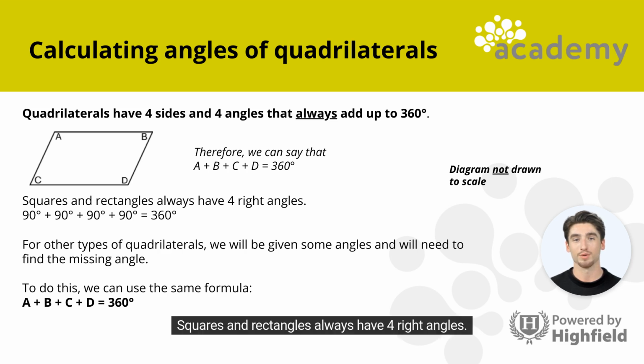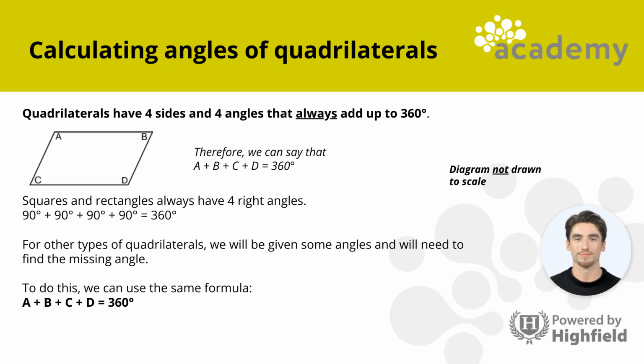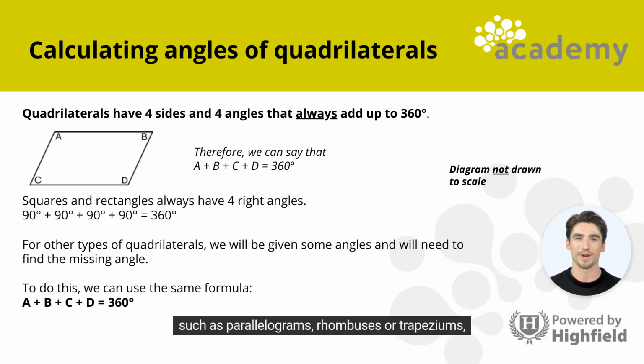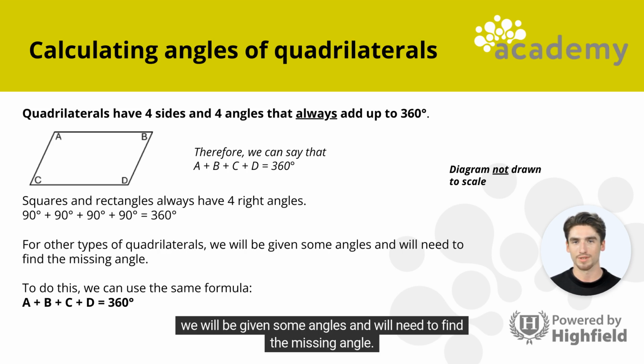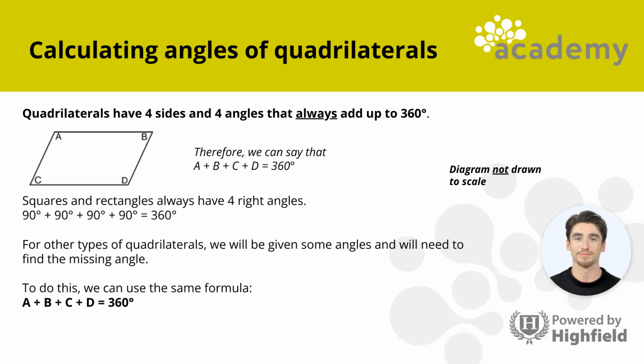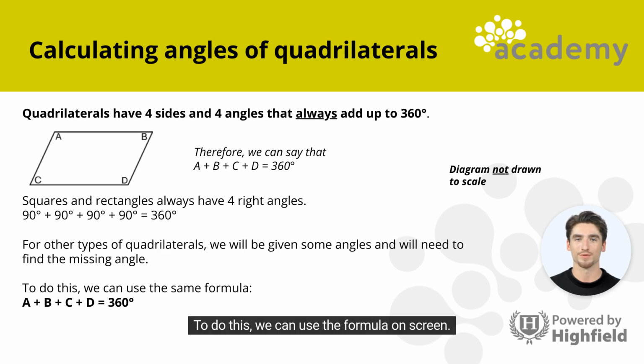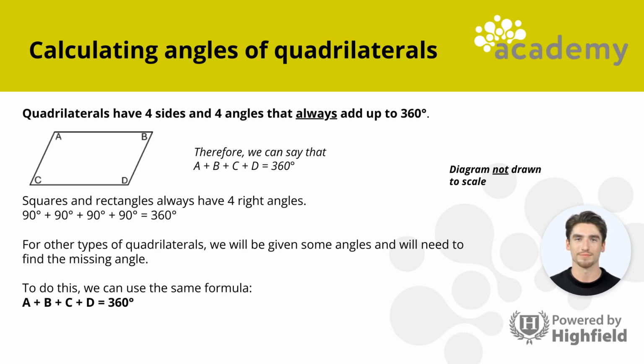Squares and rectangles always have 4 right angles. For other types of quadrilaterals, such as parallelograms, rhombuses or trapeziums, we will be given some angles and will need to find the missing angle. To do this, we can use the formula on screen. Let's look at an example.